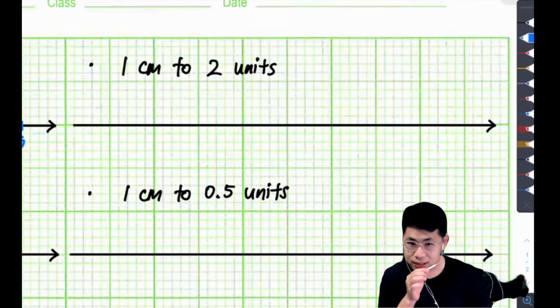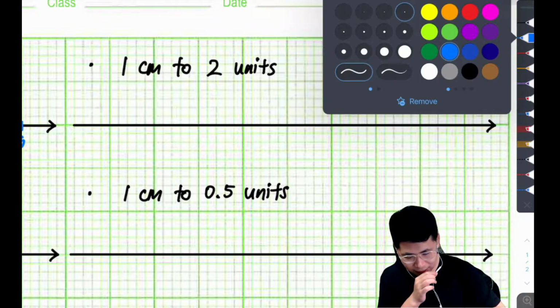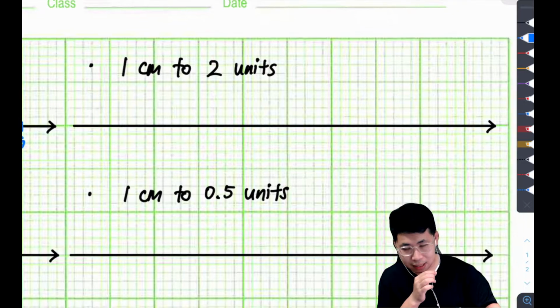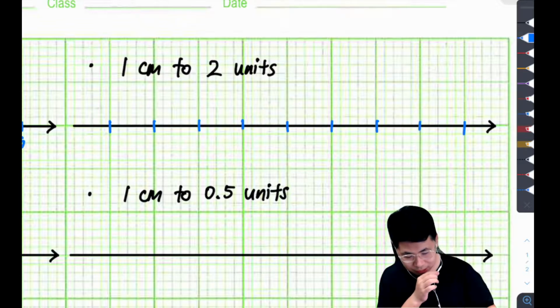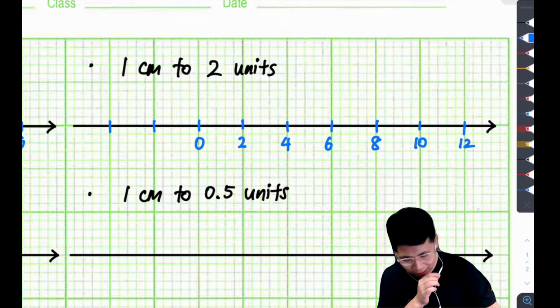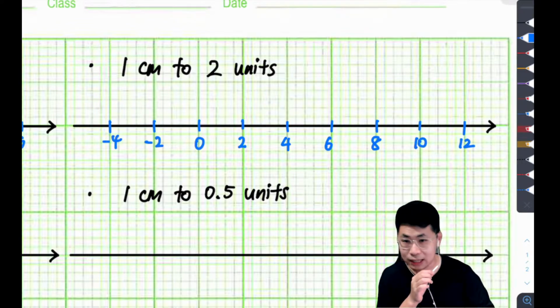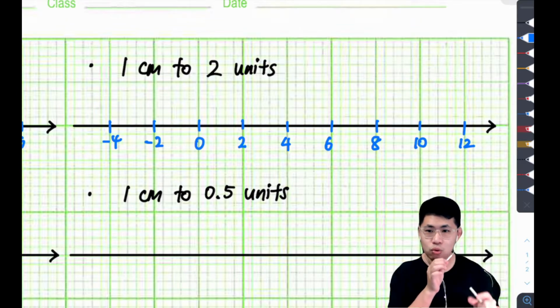Now next, let's take a look at the next one, where it is 1 cm to 2 units. Same thing, we are going to go 1 cm for each gap. Every gap that I'm going to draw is 1 cm, but now instead of jumping 1 unit, I'm going to jump 2 units. So 2 units, next 2 units, plus 2, plus 2, plus 2, and to the left, minus 2, minus 2 more, like that. So every 1 cm we are representing 2 units.